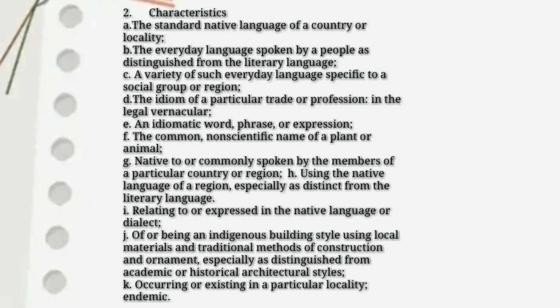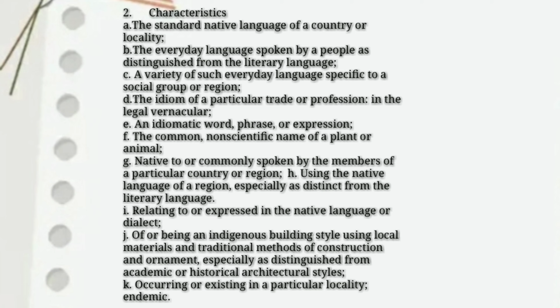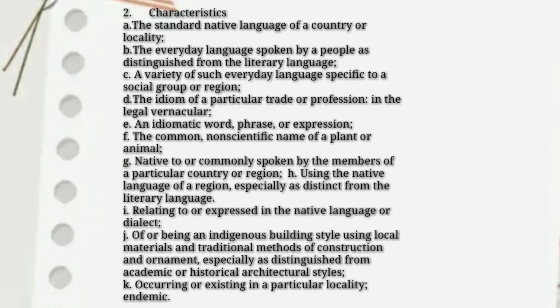Next, the characteristics of vernacular language. First, the standard native language of a country or locality. Second, the everyday language spoken by a people as distinguished from the literary language. Third, a variety of such everyday language specific to a social group or region. Fourth, the idioms of a particular trade or profession, as in the legal vernacular. Fifth, an idiomatic word, phrase, or expression. Sixth, the common, non-scientific name of a plant or animal.